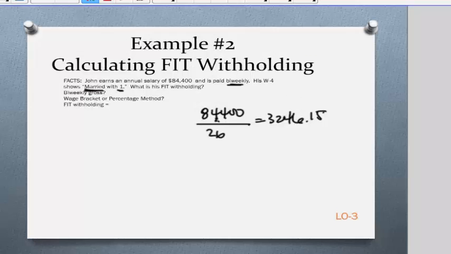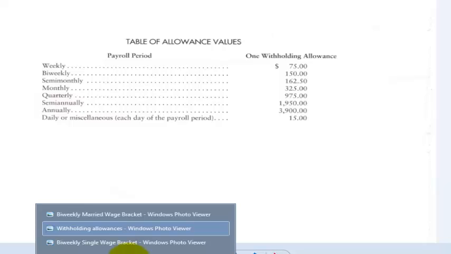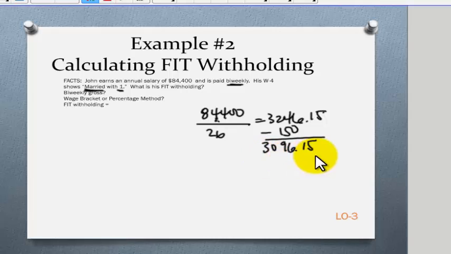So I'm going to come back here. Let's figure out how much our gross pay is without that withholding allowance. So $3,246.15 minus the $150 withholding allowance is $3,096.15. Now, if he had had 2 withholding allowances, then what we would have done is we would have taken that $150 times 2. But in this case, we didn't have that, and so we just have $150, okay?